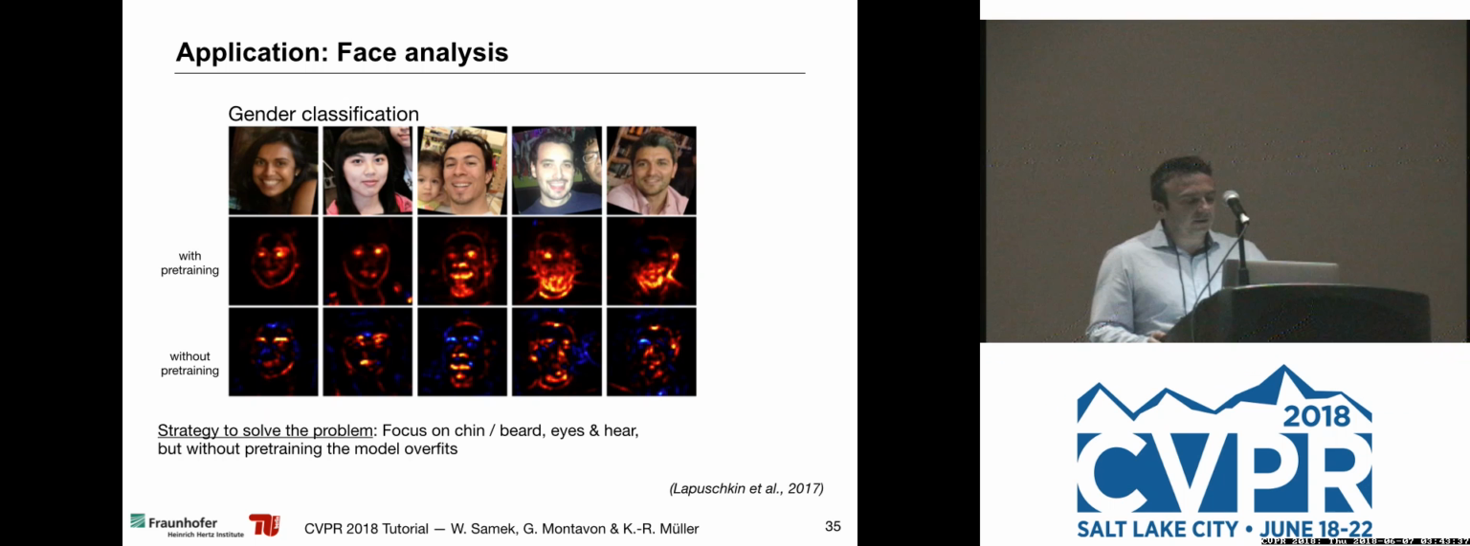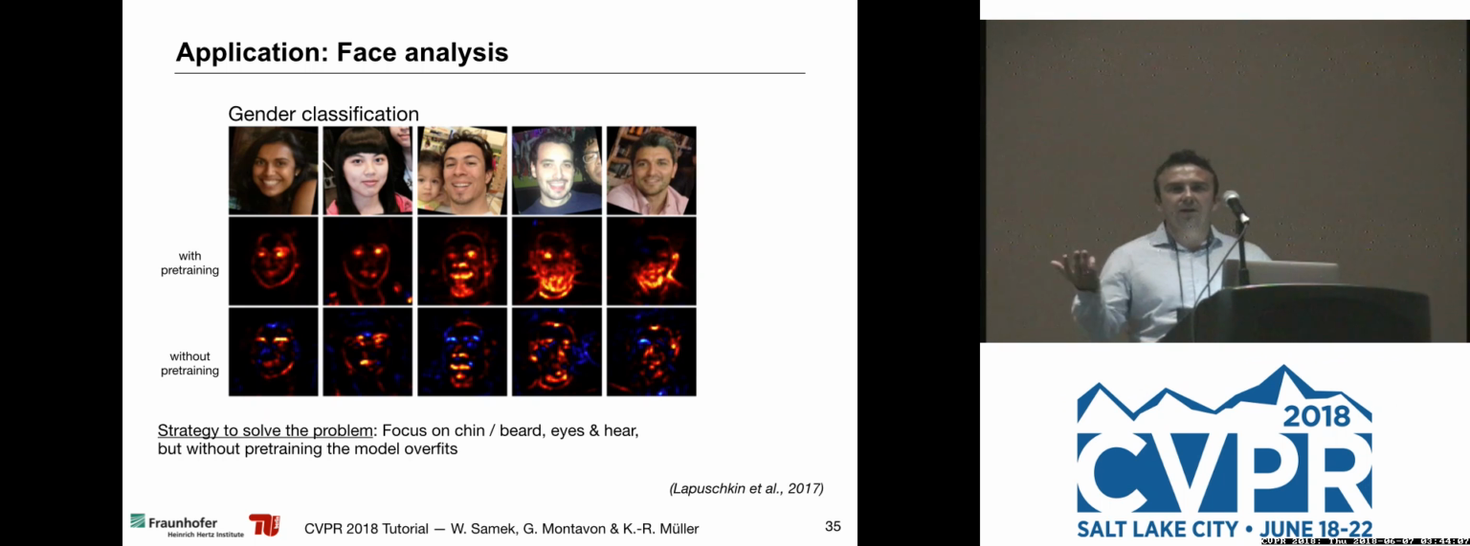And you clearly see that the model which uses pre-training focuses on the chin or the beard when classifying men as men, and focuses on the eyes and hair when classifying women. Whereas for the model without pre-training, the heat maps are much harder to interpret. So it seems to overfit on the data a bit. It seems to not really find the intuitive way of analyzing faces.